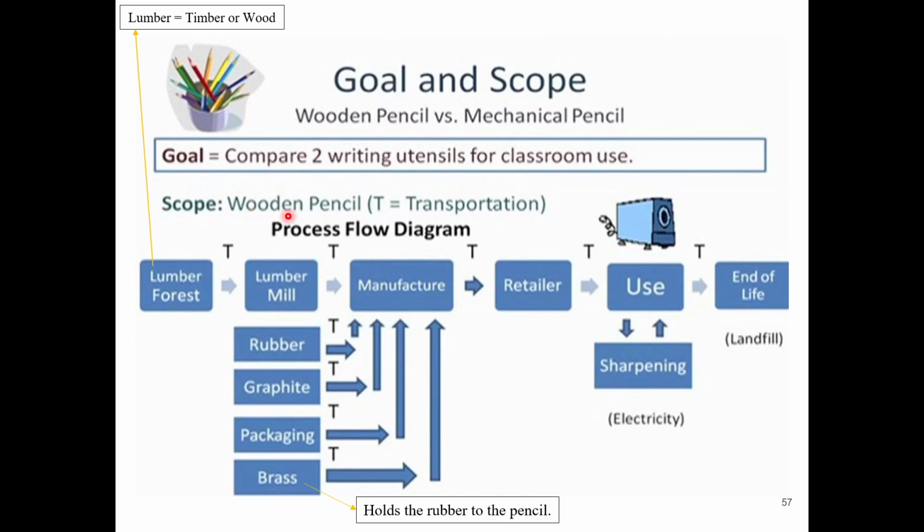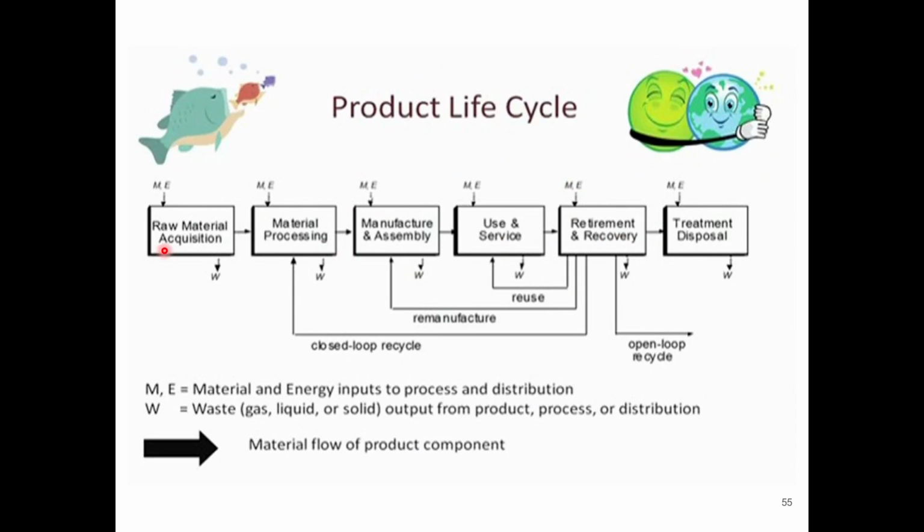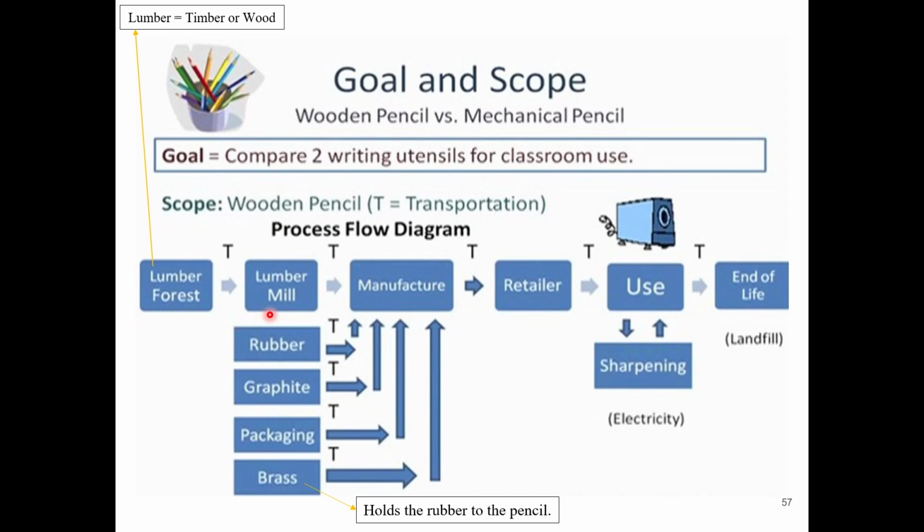So firstly, let us take the example of the wooden pencil. So here basically T is representing transportation, okay. So this is the process flow diagram which we just depicted here, the product life cycle. So this is the process flow diagram.